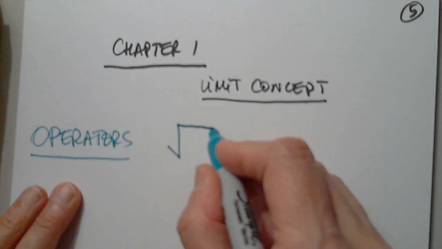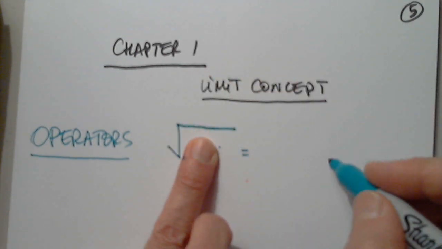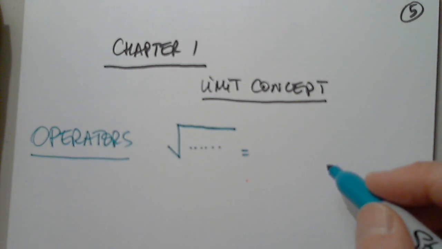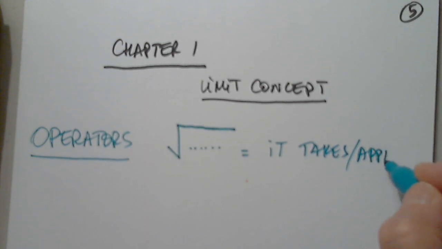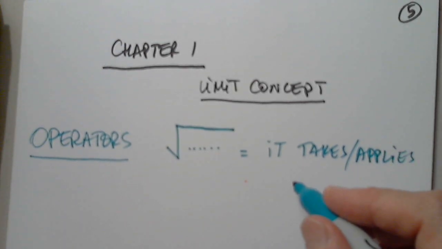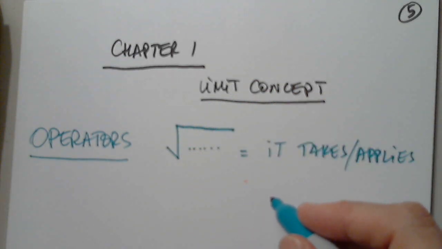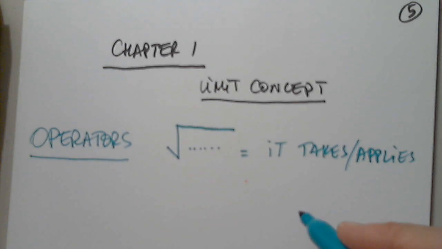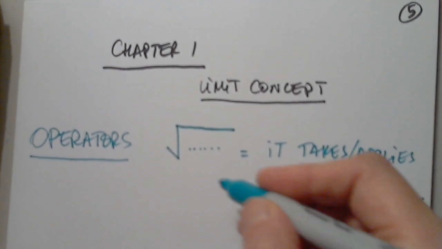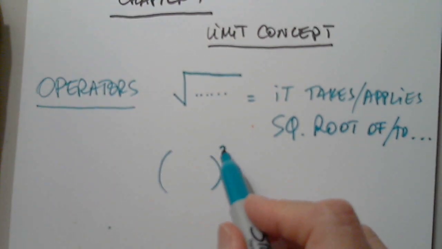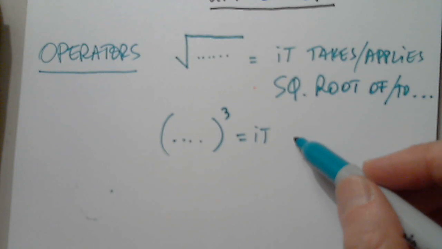So can anyone tell us, what does this operator do? Whatever this is, I don't care. What does this operator do? And I'll write it here. It takes or applies what? How do we call this? Square root. Very good. Of or to, whatever. Awesome. What does this operator do? It does what to this quantity? It cubes. Yes.